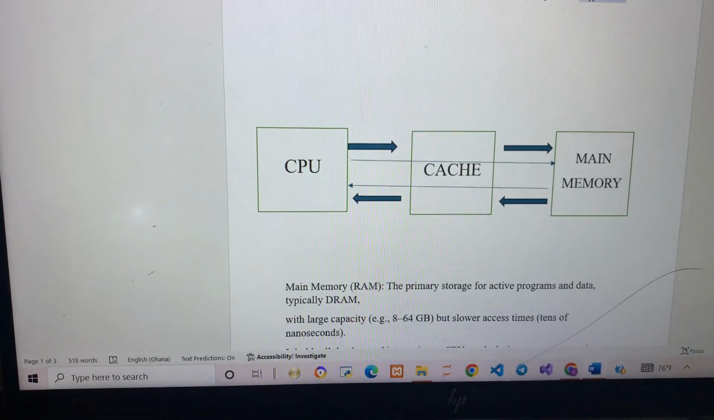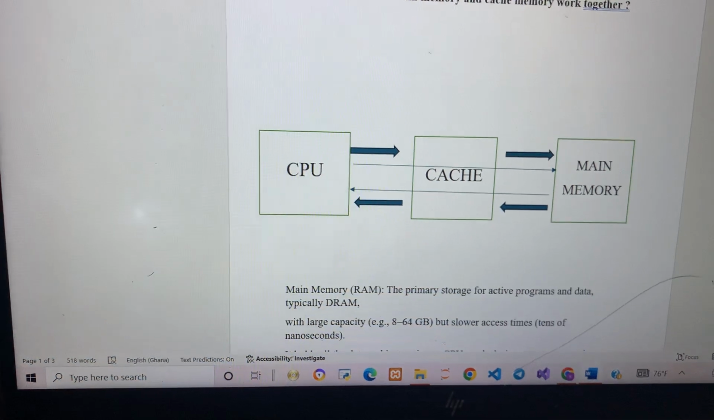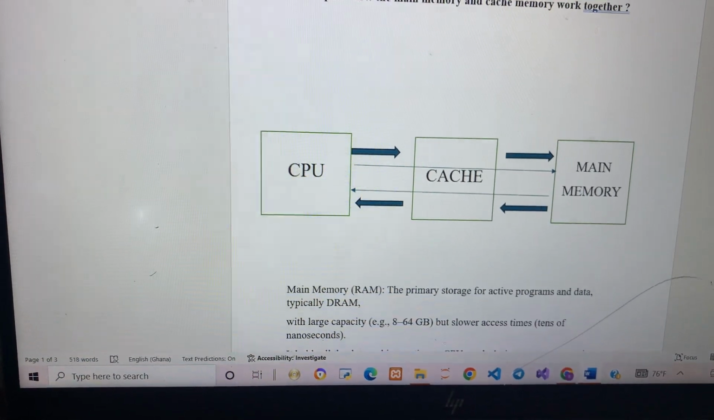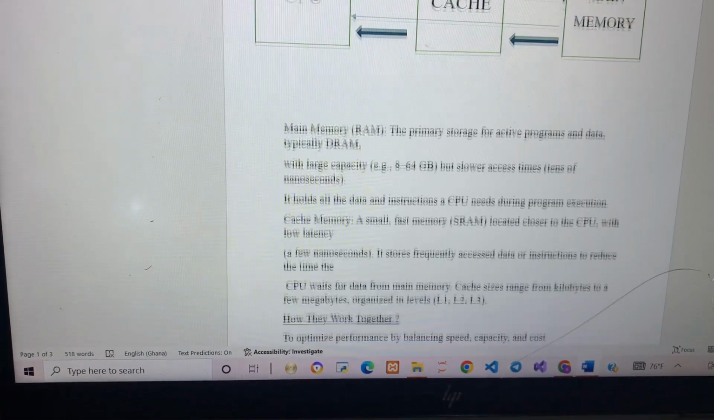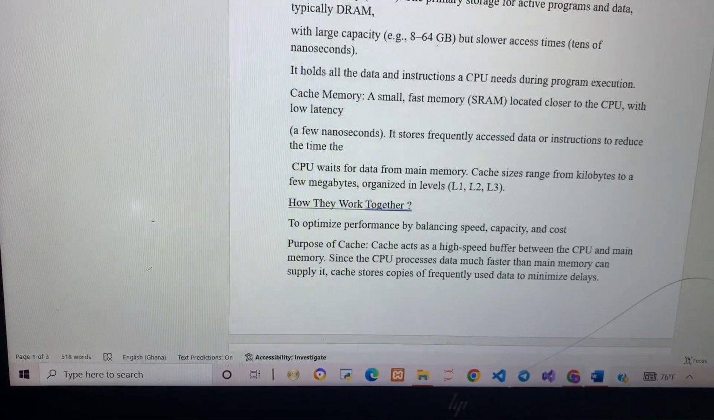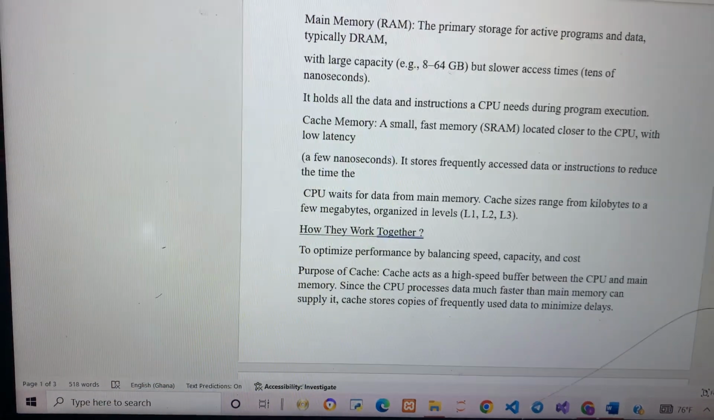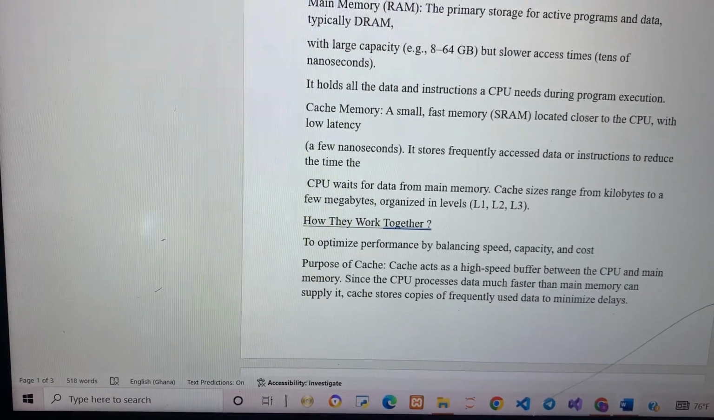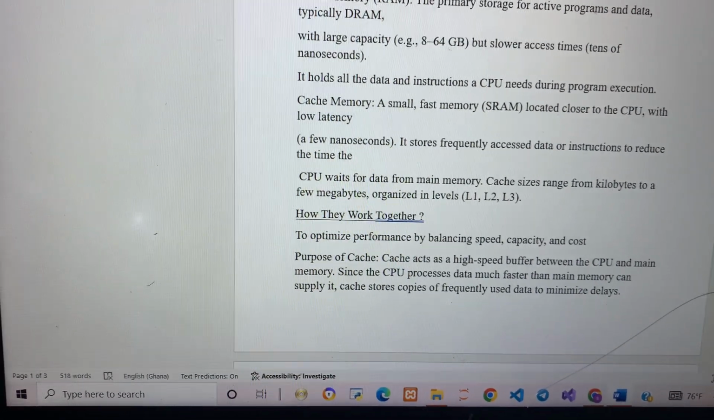See, main memory is the primary storage for active programs and data, typically DRAM with large capacity but slower access time, that's tens of nanoseconds. The cache memory is a small, fast memory, SRAM, located closer to the CPU with low latency. It stores frequently accessed data or instructions to reduce the time the CPU waits for data from the main memory. Cache sizes range from kilobytes to a few megabytes.